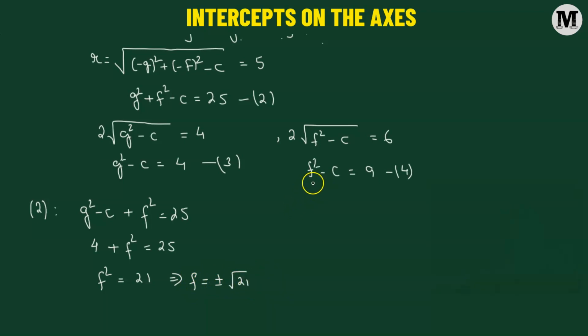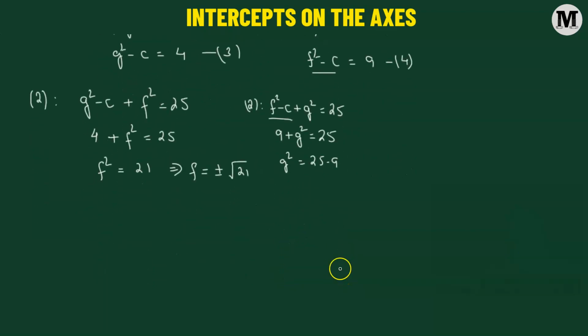Next, we'll replace the value of f squared minus c with 9 back in equation number 2. So equation number 2 will be f squared minus c added to g squared, which equals 25. Here we can replace f squared minus c with 9. We get 9 plus g squared equals 25. So g squared will be equal to 25 minus 9, that is 16. So g squared comes out to be positive 16. When we take the square root, we get g equals plus or minus 4. Fine. Now we have the value of g.